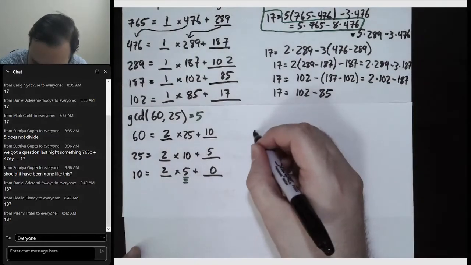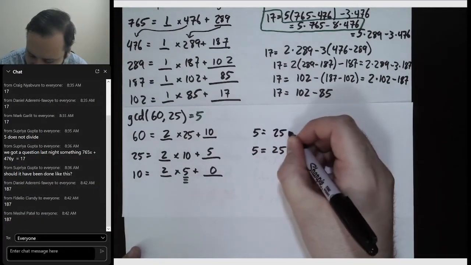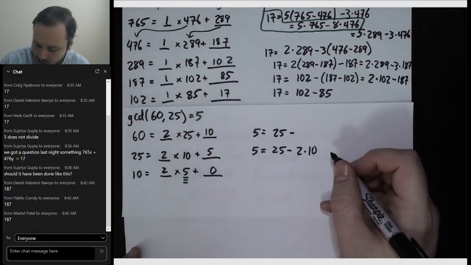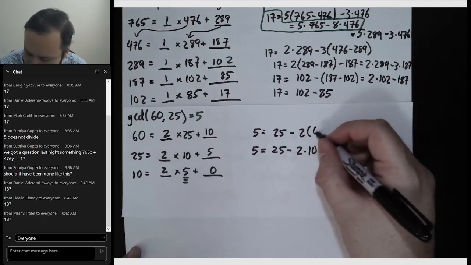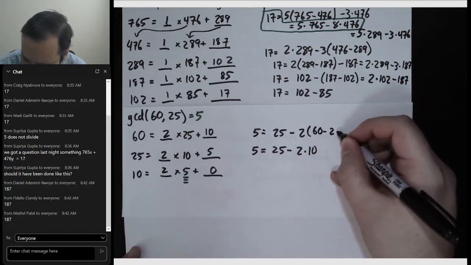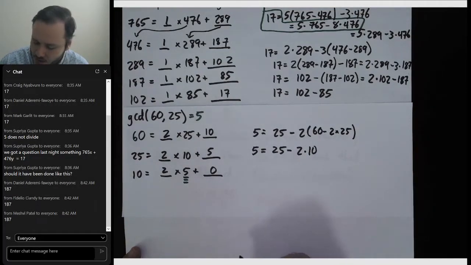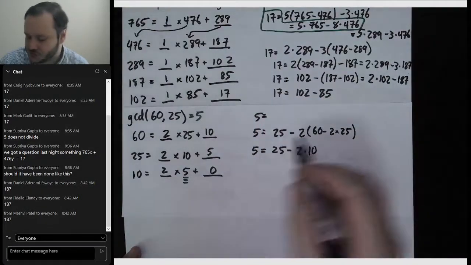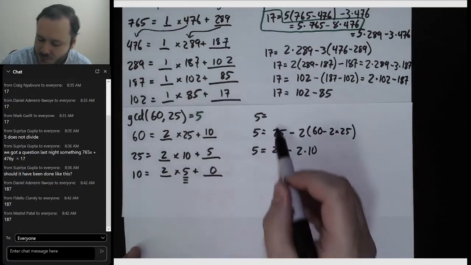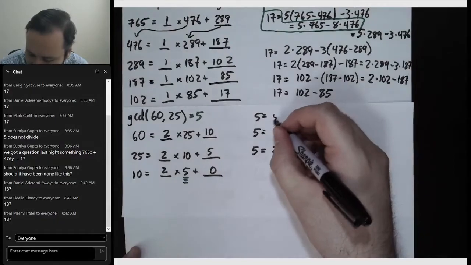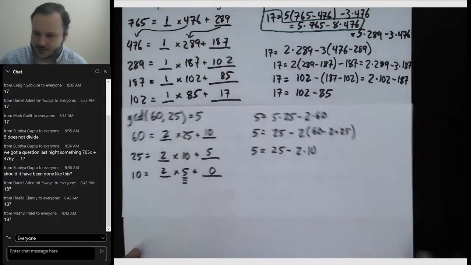And now I go a step up, and I get a better way of writing 10. This tells me 5 is 25 minus 2 times, I keep my 2 times, 60 minus 2 times 25. If I distribute this, I get minus 2, another minus 2 gives me 4 copies, plus a 5th copy: 5 times 25 minus 2 times 60.